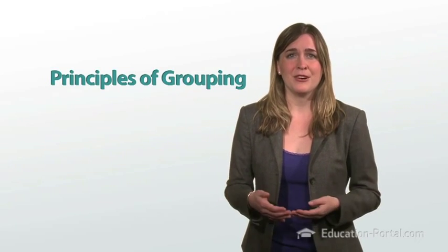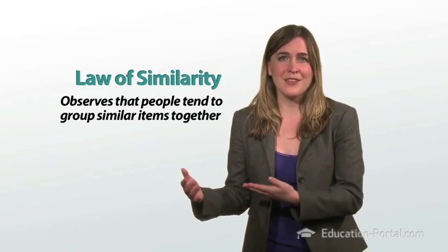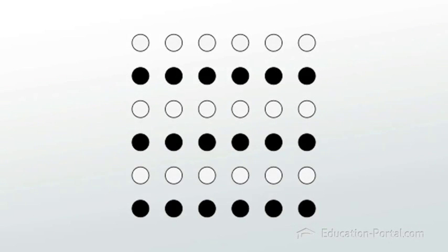Gestalt psychologists were also interested in the way that people tend to group the objects they see. They developed principles of grouping to describe some of these common ways. As an example, their law of similarity observes that people tend to group similar items together. A 6x6 square of dots is perceived in terms of rows rather than columns because all of the dots in a row are either black or white.